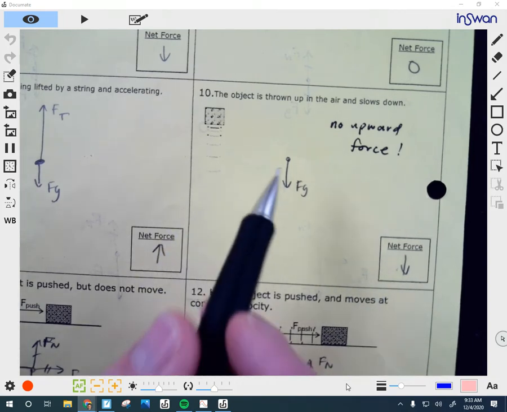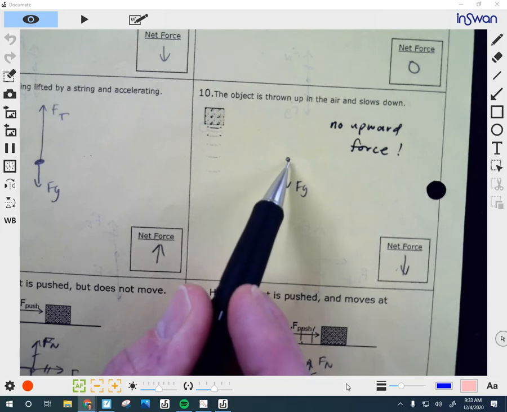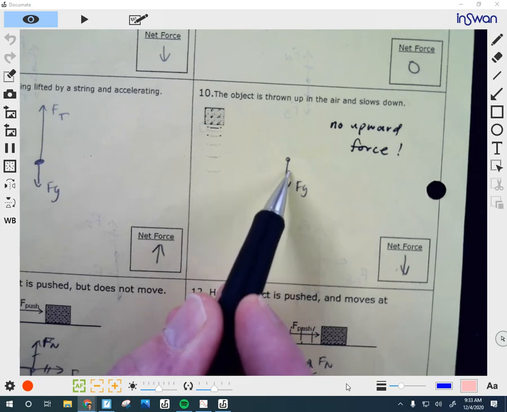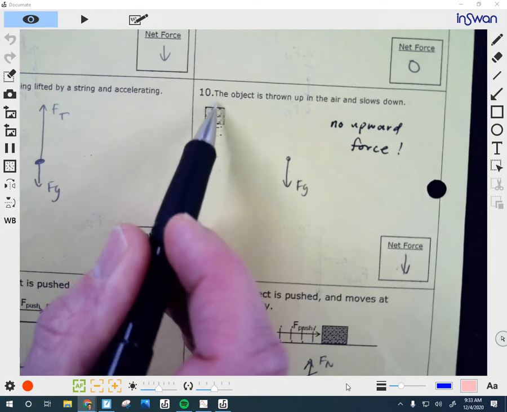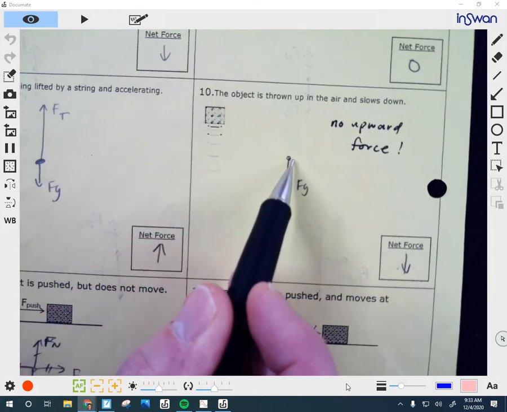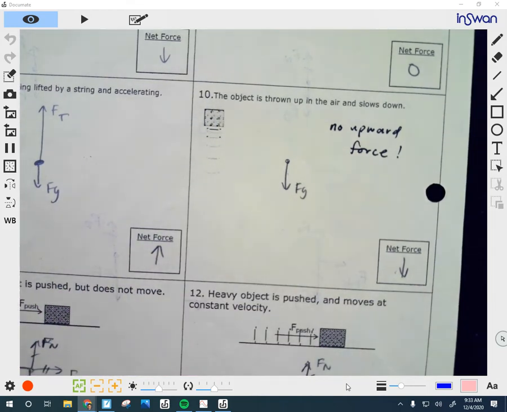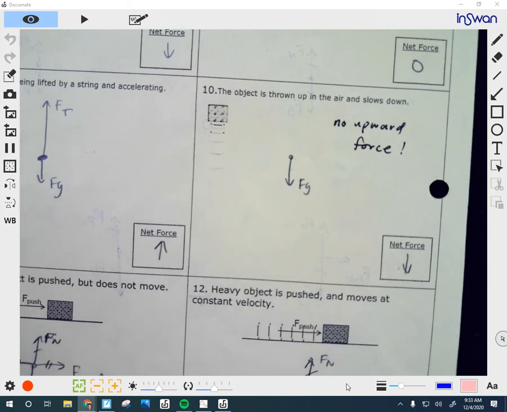If I wanted to include air resistance here, it would also be pointing downward because the top edge now is encountering more air molecules, and we could have 2 downward forces. That would just cause it to slow down even more rapidly. Right. Any questions on 10?